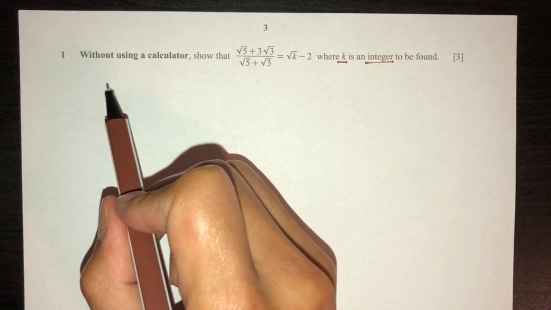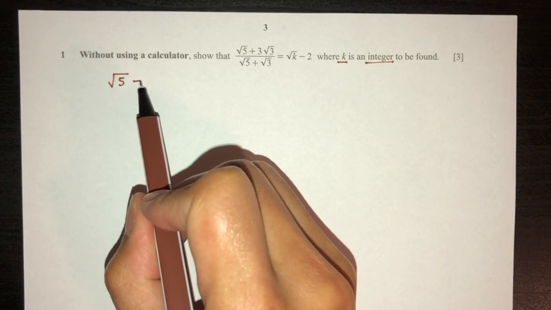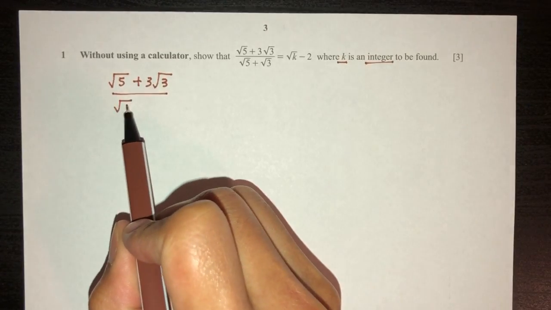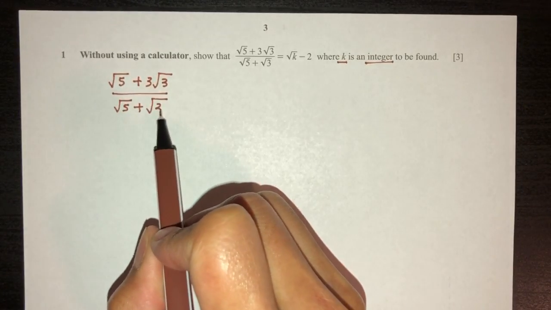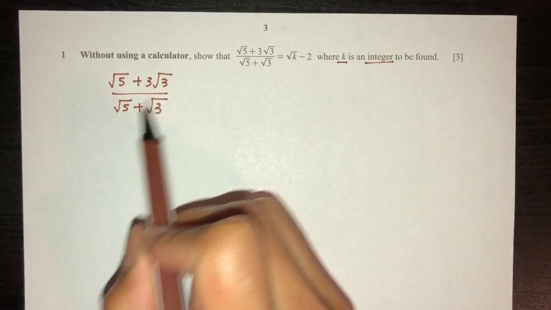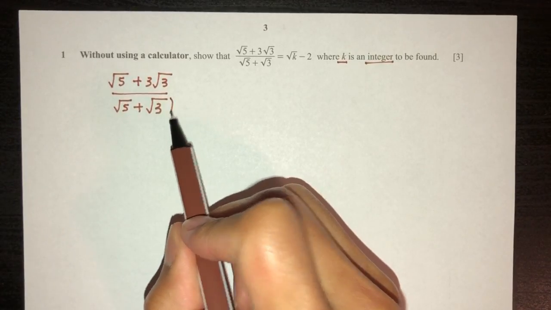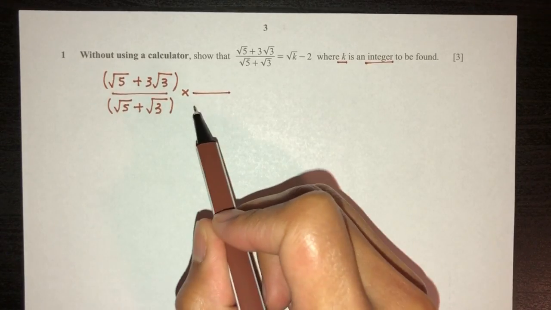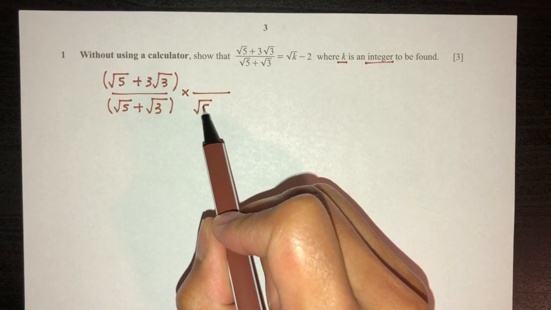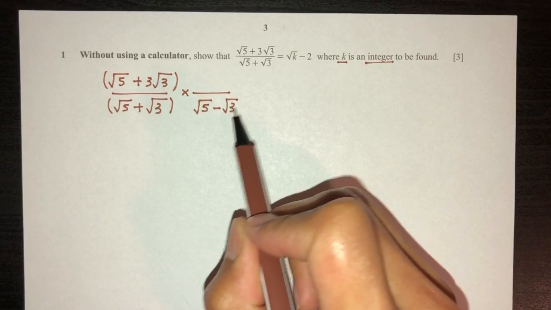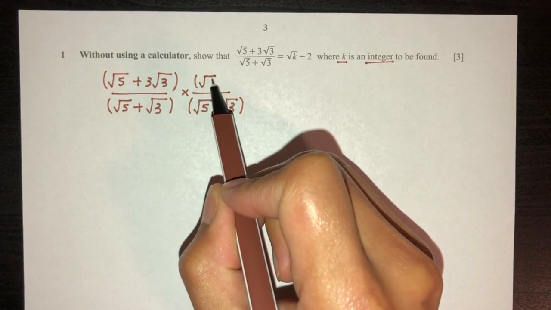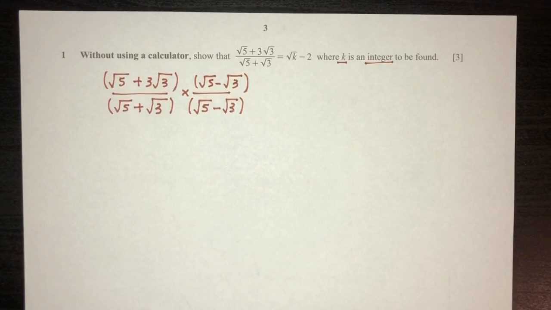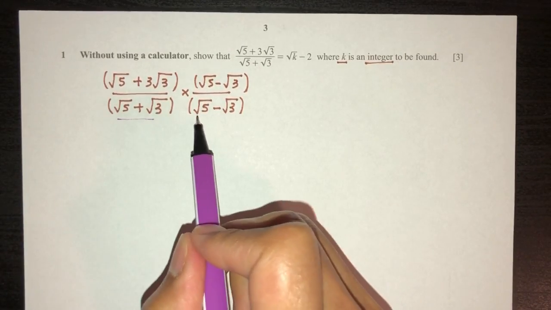So first thing here we have root of 5 plus 3 root of 3 divided by root of 5 plus root of 3. So whenever you have these kind of numbers, the first step is to multiply the top and the base by the conjugate of this one. So conjugate will be root of 5 minus root of 3. Root of 5 minus root of 3. Now step by step, what is this multiplied by this?